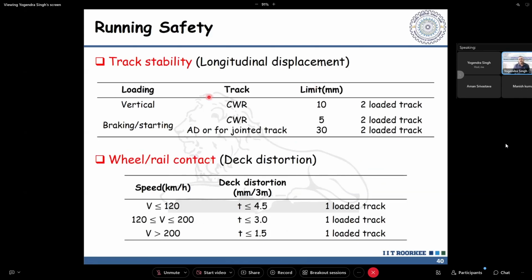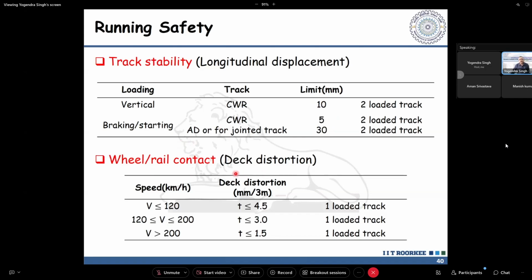Then for track stability, there is a limit on longitudinal displacement. You may be wondering whether a longitudinal displacement will also occur when the train is moving. Yes, due to the traction and braking effect, there will be a movement in the rail. How much movement there will be depends upon the stiffness of the pier of the bridge. If we have a stiffer pier, then the displacement is going to be less, otherwise it will be more. That displacement also needs to be controlled, because if the displacement of the bridge due to its flexible substructure is more, the track will buckle. So this limit in millimeters on the displacement caused by braking or traction is given.